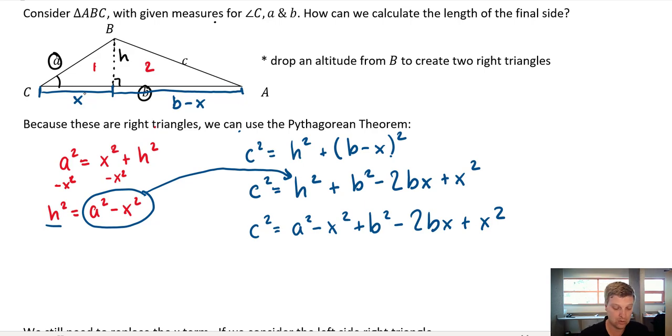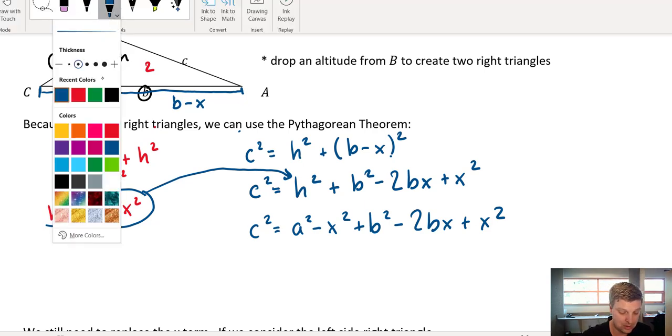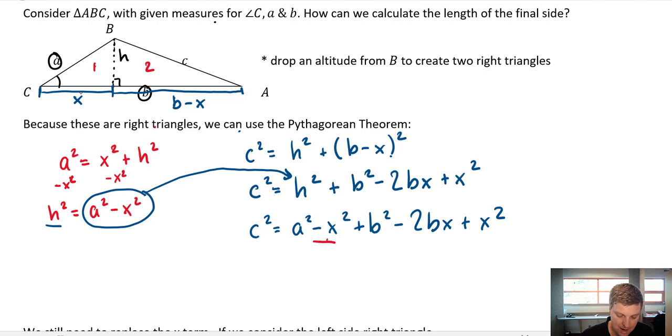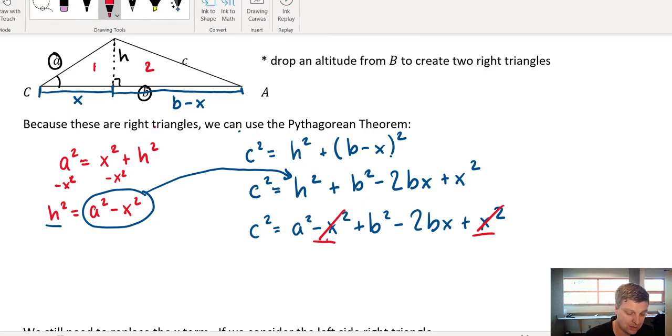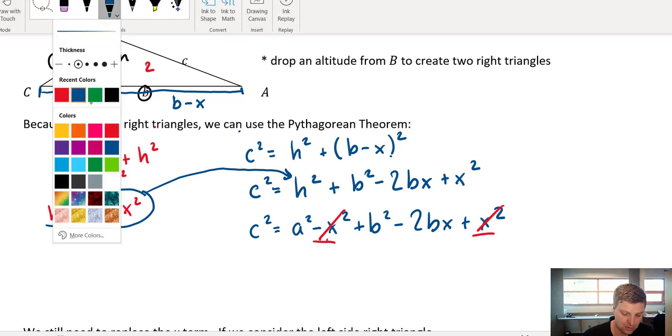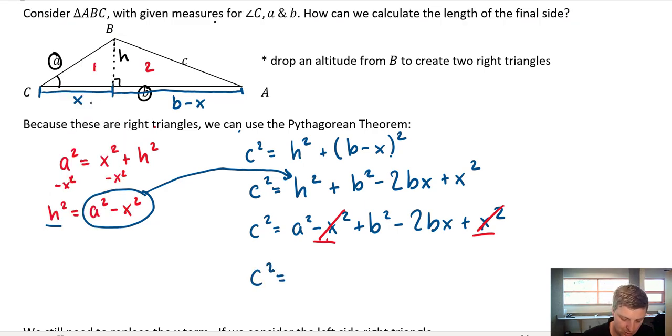But some really good news here is that these two terms, look at this, I've got a minus x squared there and I've got a plus x squared there. So those two terms are going to cancel out. And so I've got a slightly less horrible looking, but still not super friendly, c squared equals a squared plus b squared minus 2bx. Now, we're nearly there.